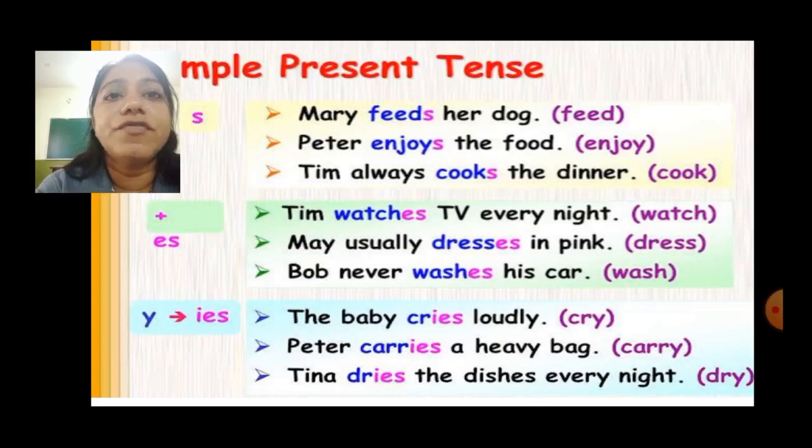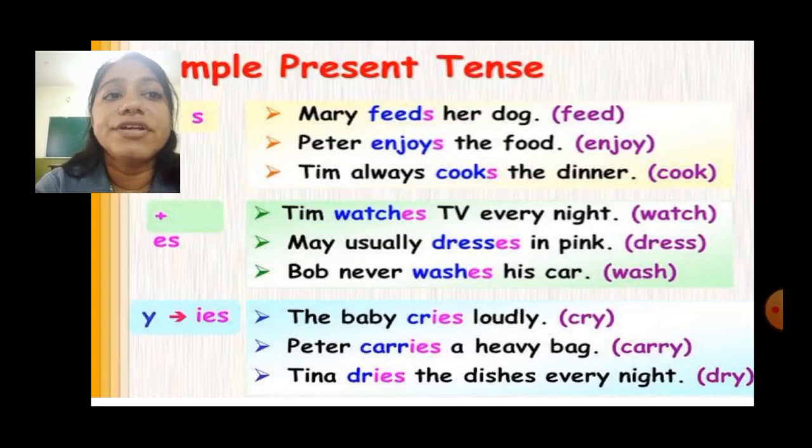Peter enjoys the food. Enjoy. Tim always cooks the dinner. Cook. Here enjoy ends with Y and cook ends with K, so we have just put S to it. ES. Tim watches TV every night. Watches ends with CH, so we have put ES to it.